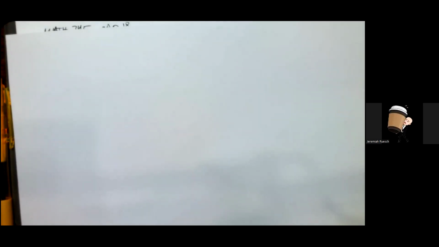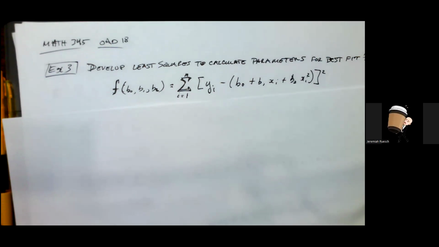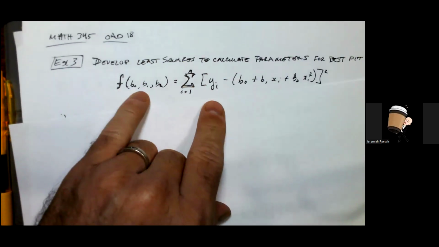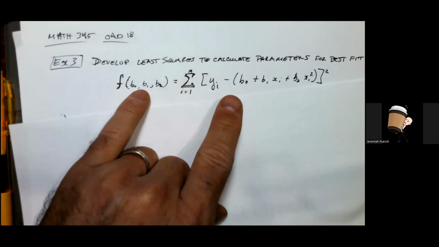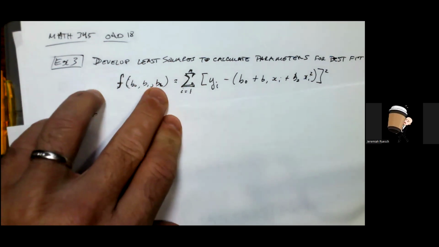Okay, all right. On to example three now. In example three, it's very similar to example one, with the exception that we're looking for a quadratic fit. So a least squares fit to a quadratic polynomial. And so we want to develop that relationship using this relationship. Okay, so we have three parameters now. We have B naught, B1, and B2 corresponding to constant, linear, and squared terms.